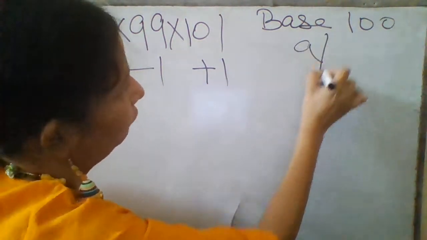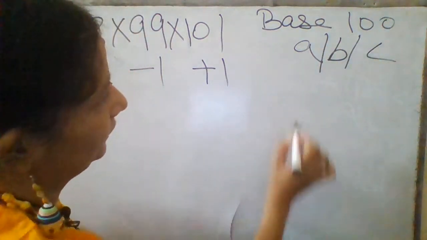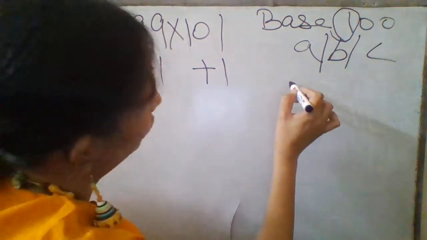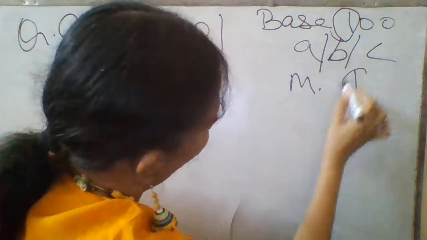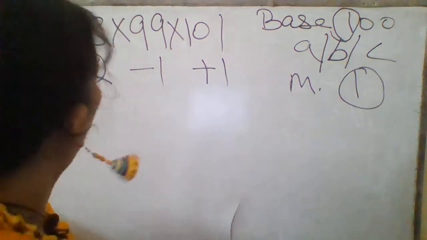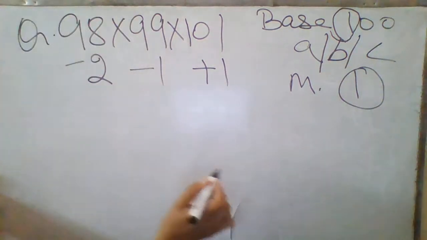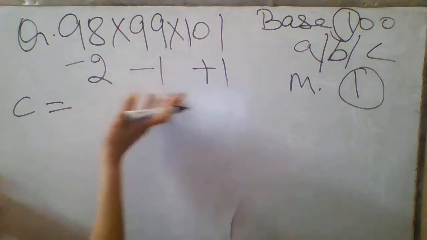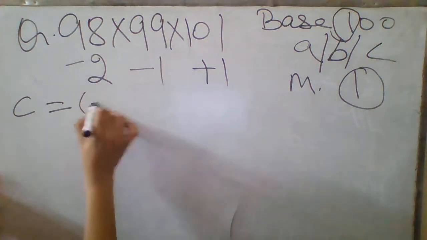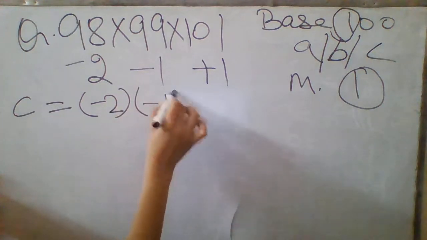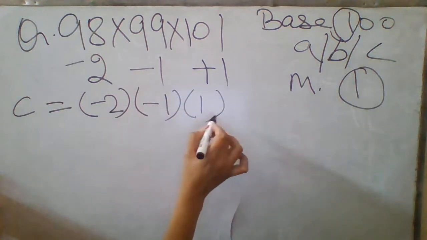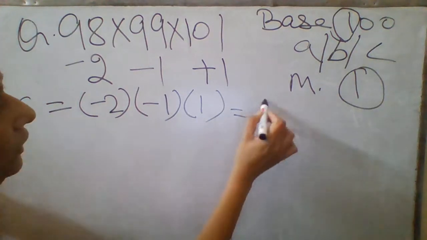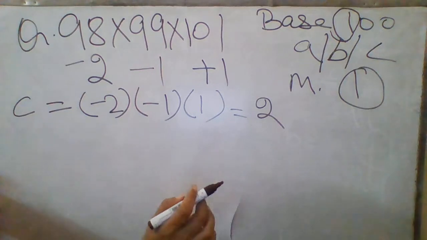And you know you have to find out a slash b slash c, and you see what is the multiplier here, 1. You can see this 100, so 1 is written here. Your multiplier here is 1. This is very important. Now you see, first you have to find out the value of c. How will you find out the value of c? You have to multiply these: -2, then multiply -1, then multiply +1. So minus into minus will be plus, so you will get here 2. You got the value of c here.